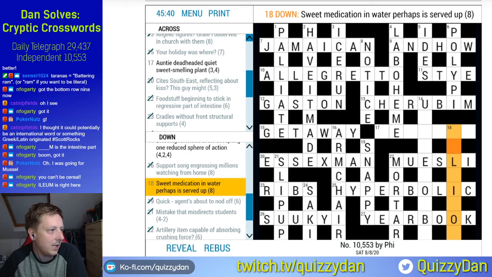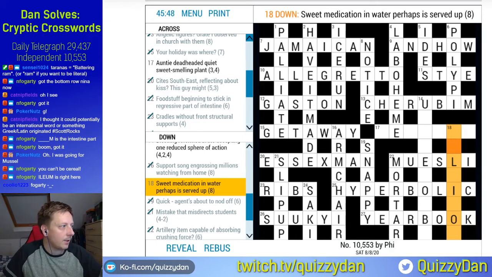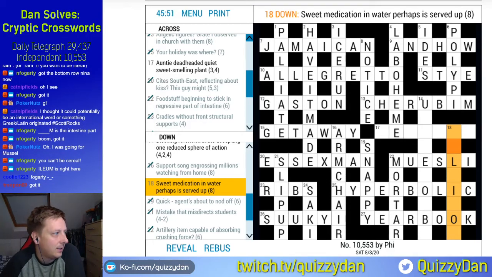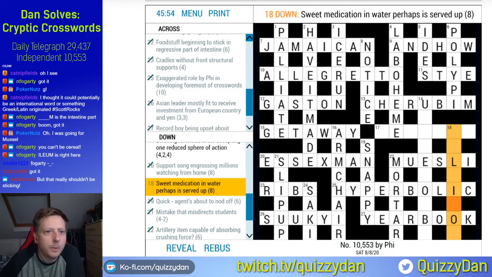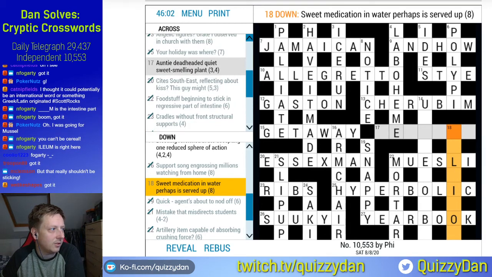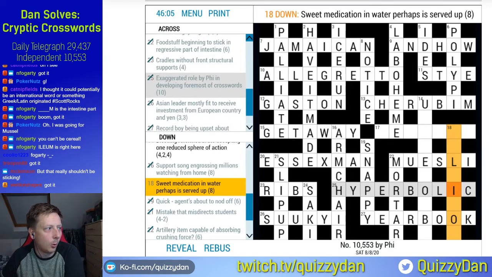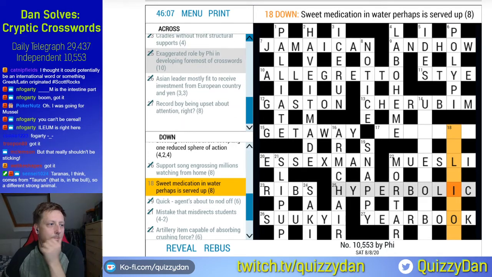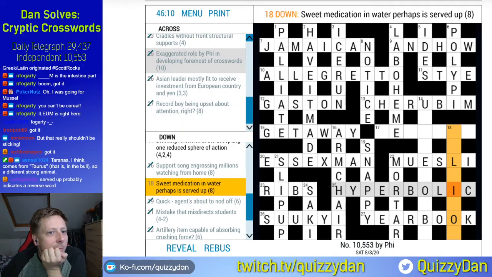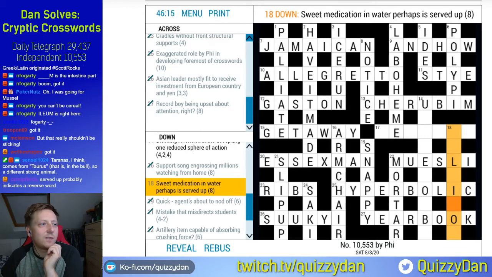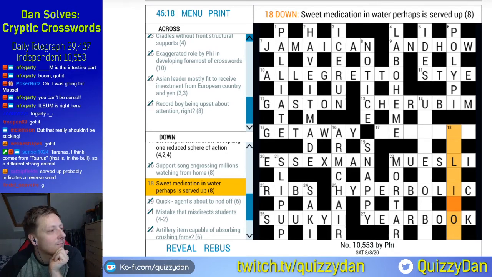18 down. Sweet medication in water, perhaps, is served up. Sweet medication in water, perhaps, is served up. Medication. That'll be pill, won't it? Medication will probably be pill. But it might be going backwards. Sweet. Medication in water, perhaps, is served up. Served up could indeed be indicating it as a reverse. But if served up is the definition, then it won't.